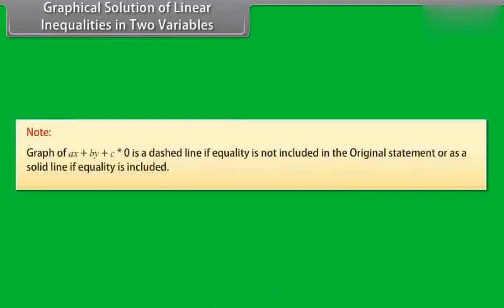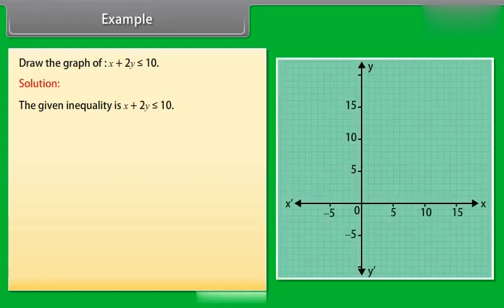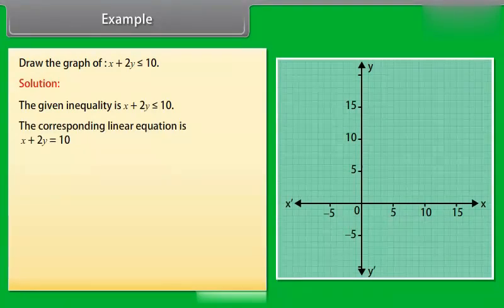Note, the graph of ax plus by plus c is equal to 0 is a dashed line if equality is not included in the original statement, or a solid line if equality is included. Example: draw the graph of x plus 2y less than or equal to 10. Solution: the given inequality is x plus 2y less than or equal to 10. The corresponding linear equation is x plus 2y is equal to 10.